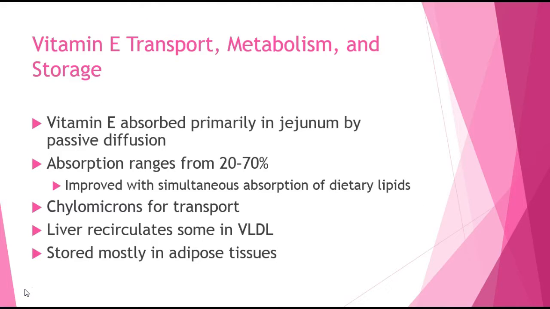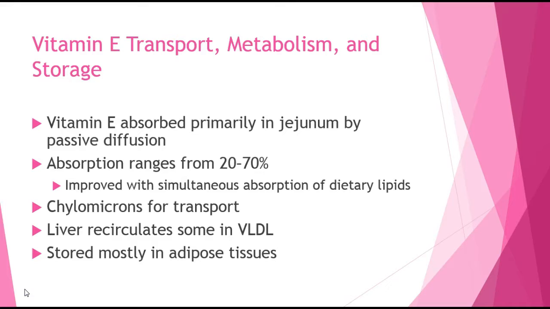It's absorbed primarily in the jejunum, which of course is the second portion of the small intestine, and that's done by passive diffusion. If you consume vitamin E with lipids, dietary lipids, so in what food you eat, the absorption is improved, and otherwise it ranges from 20 to 70%.